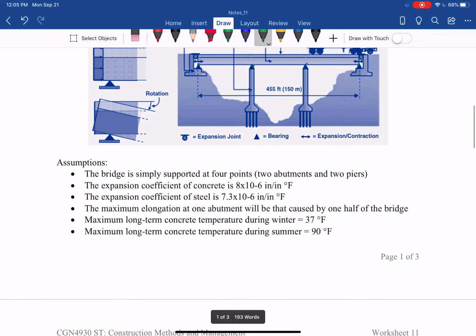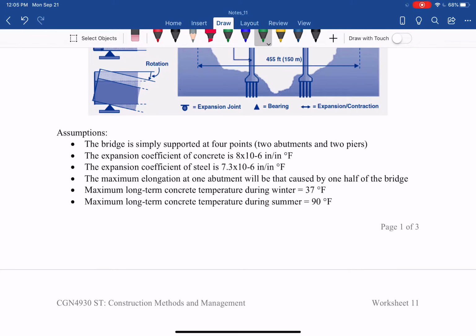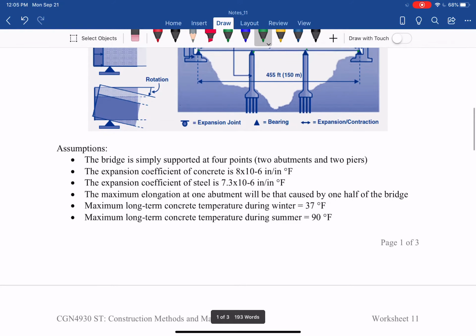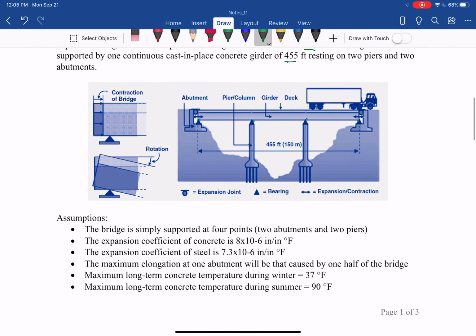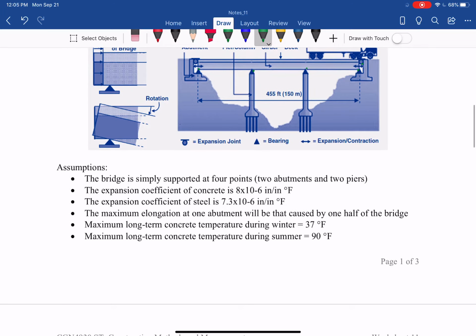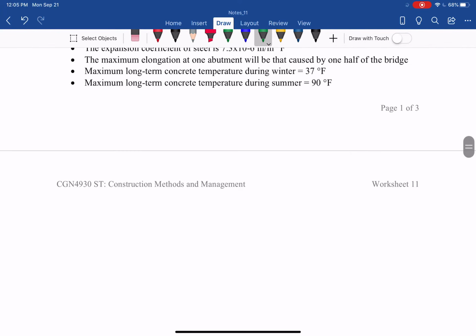The next assumption: the maximum elongation at one abutment will be that caused by one half of the bridge. So one half will be distributed to the left abutment, and one half to the right abutment. The maximum long-term concrete temperature during winter is 37 degrees Fahrenheit. The maximum long-term concrete temperature during summer is 90 degrees Fahrenheit. So let's work on this problem.